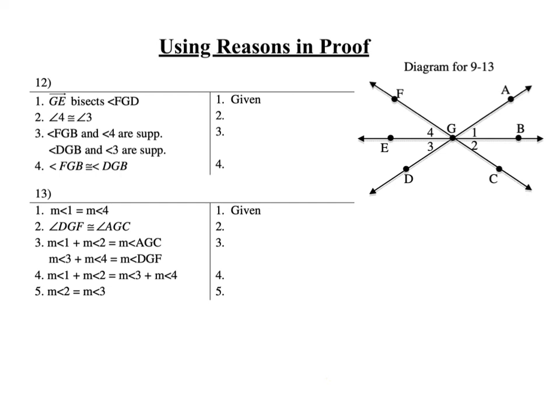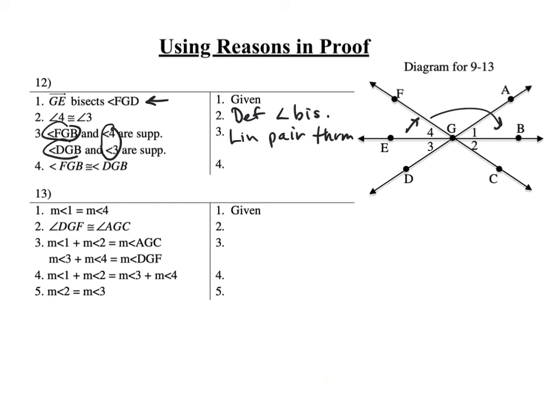Last couple of examples. We have an angle bisector. Therefore, we have congruent angles. That's the definition of angle bisector. FGB, that's that one, and angle 4 are supplementary. Those are linear pair. So that's the linear pair theorem. And those two angles here, FGB and DGB, they're supplements of congruent angles. So since these two add to 180 and those two add to 180 and 4 and 3 are congruent, that means those other two angles have to be congruent. Not a reason we use that much, and I probably would not put that one on the test.